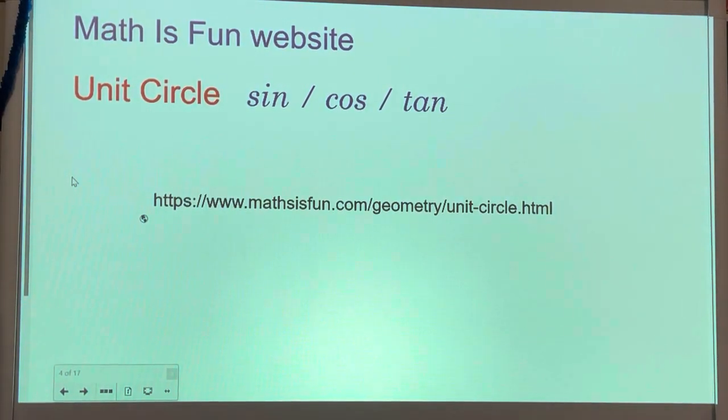Let's take a look at the best website ever. It's called Math is Fun. Gives us the unit circle for cosine, sine, tangent, and so on.